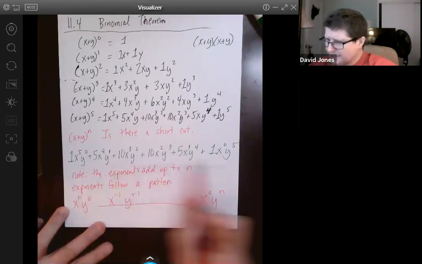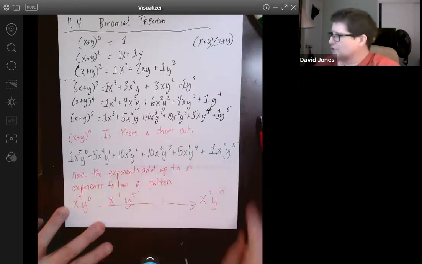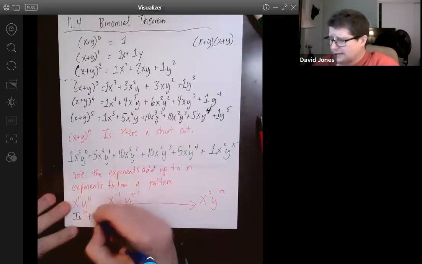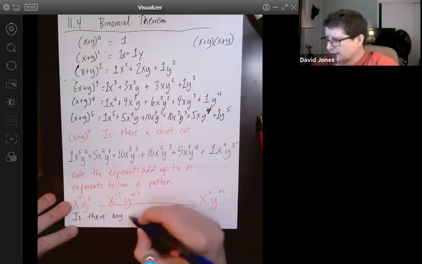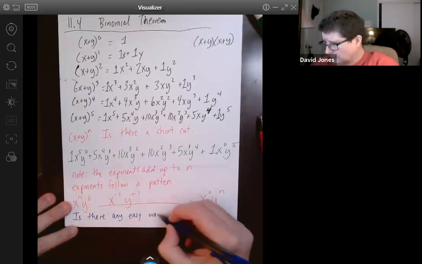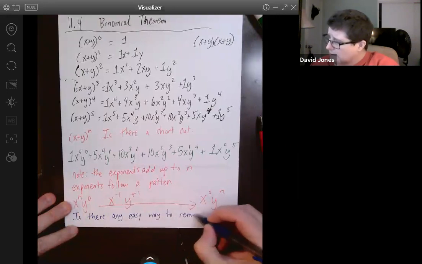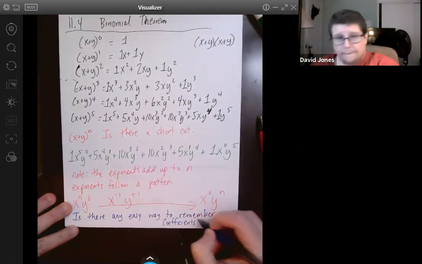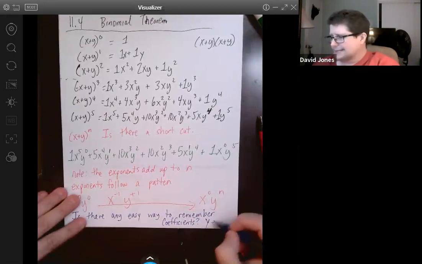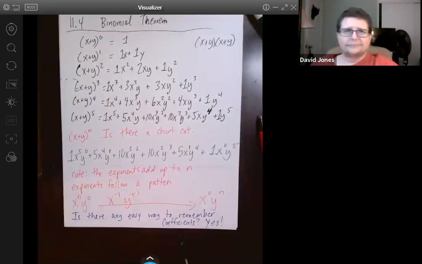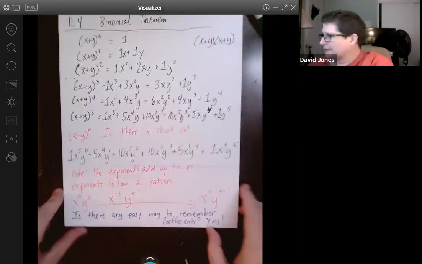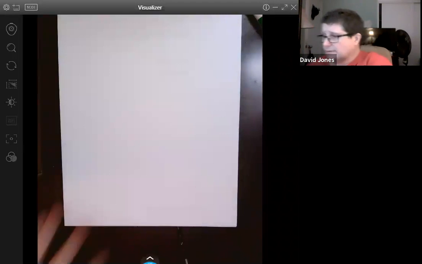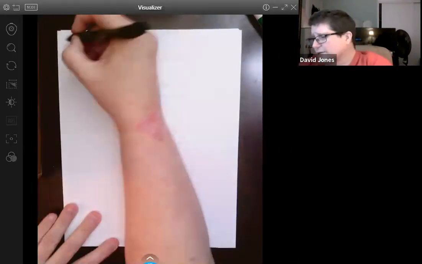The question is, is there an easy way to remember these coefficients out in front? And it turns out there is. Is there an easy way to remember the coefficients? Yes. And it is called Pascal's triangle. I'll show you that right now. So this is called Pascal's triangle.